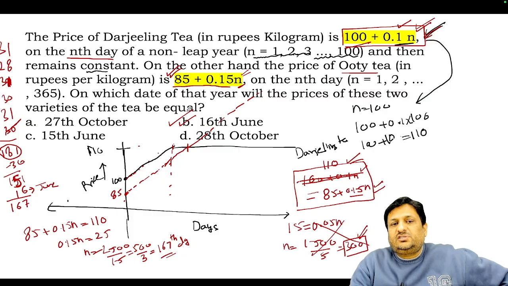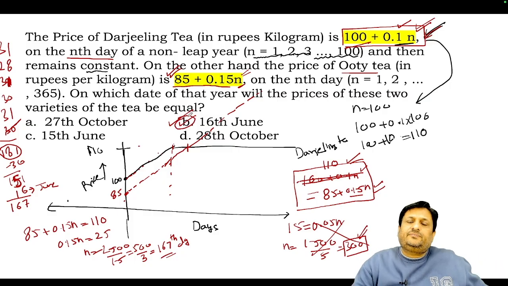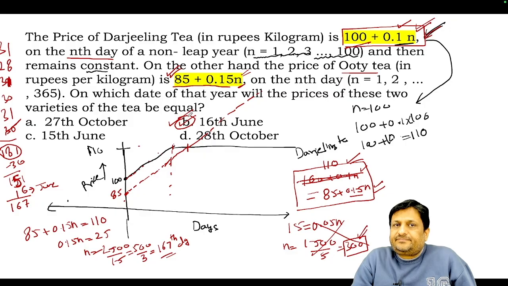So the answer to this question is B, 16th June. Are we together with this? Great.